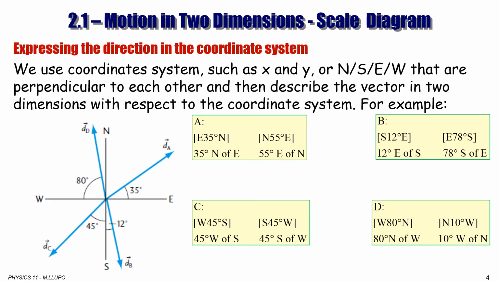D is 80 degree from west. So you can write west and you move 80 degree toward north, or 90 minus 80 is 10. You start from north 10 degree toward west, or 80 degree north of west, or 10 degree west of north.